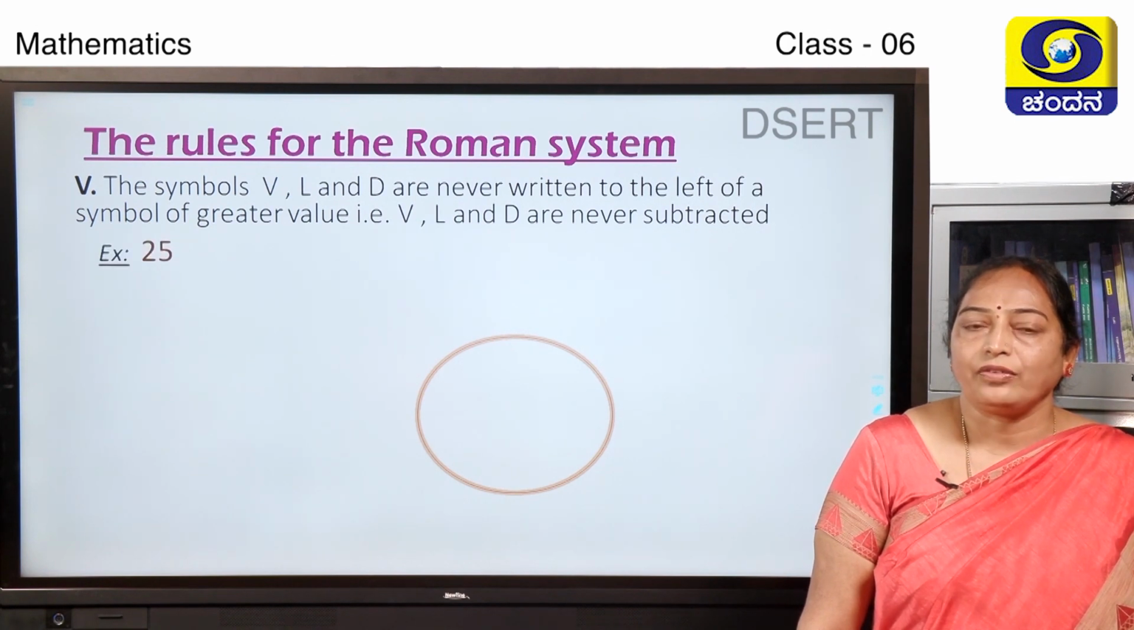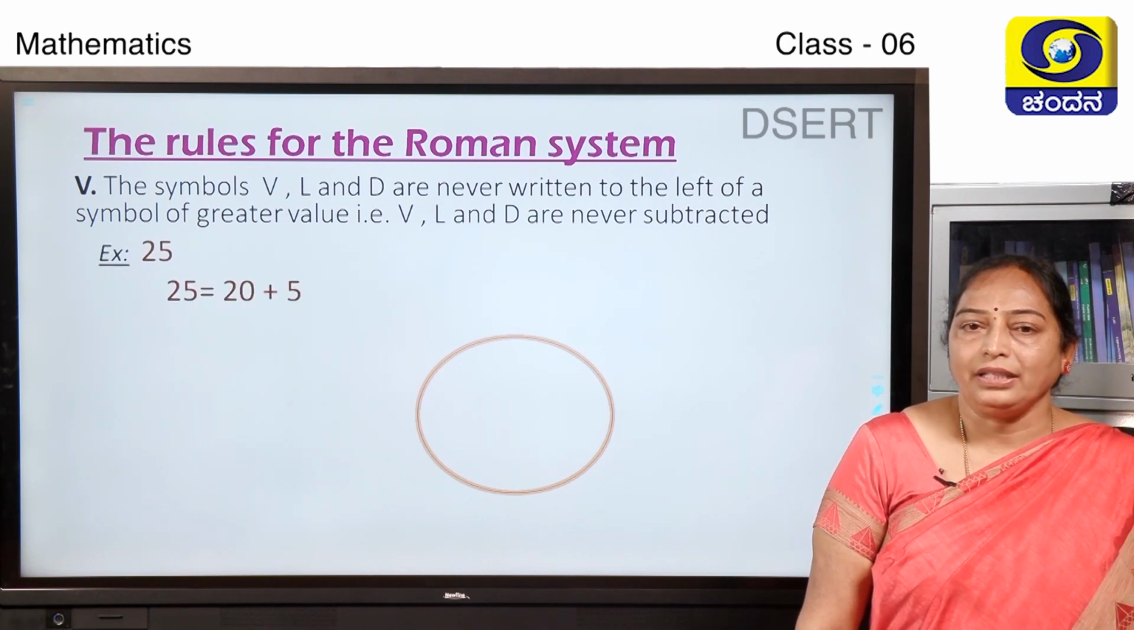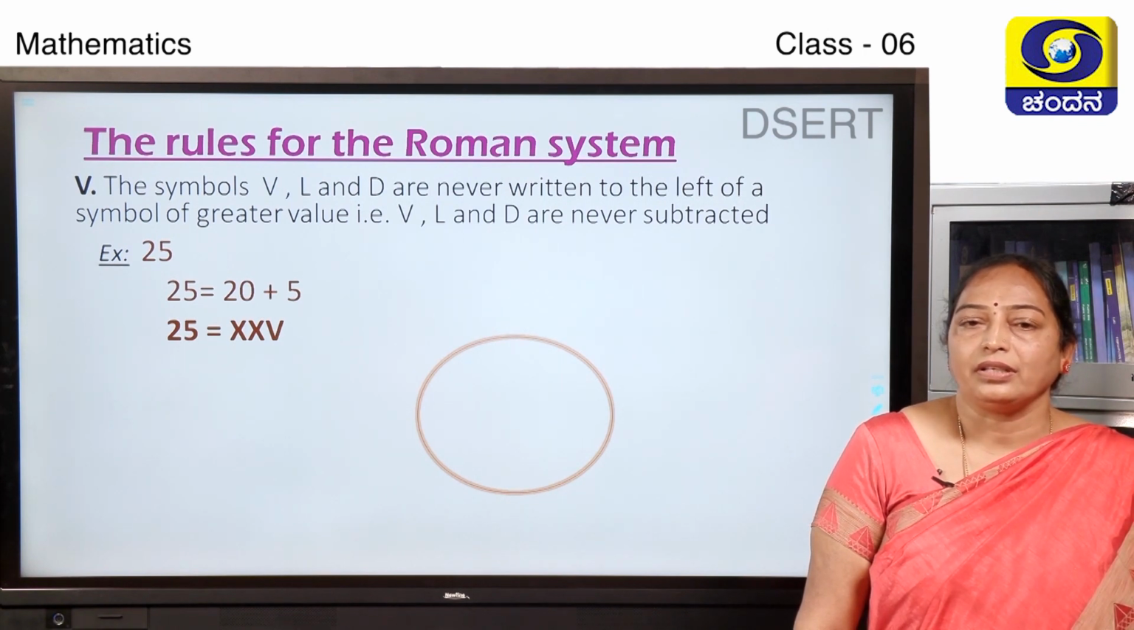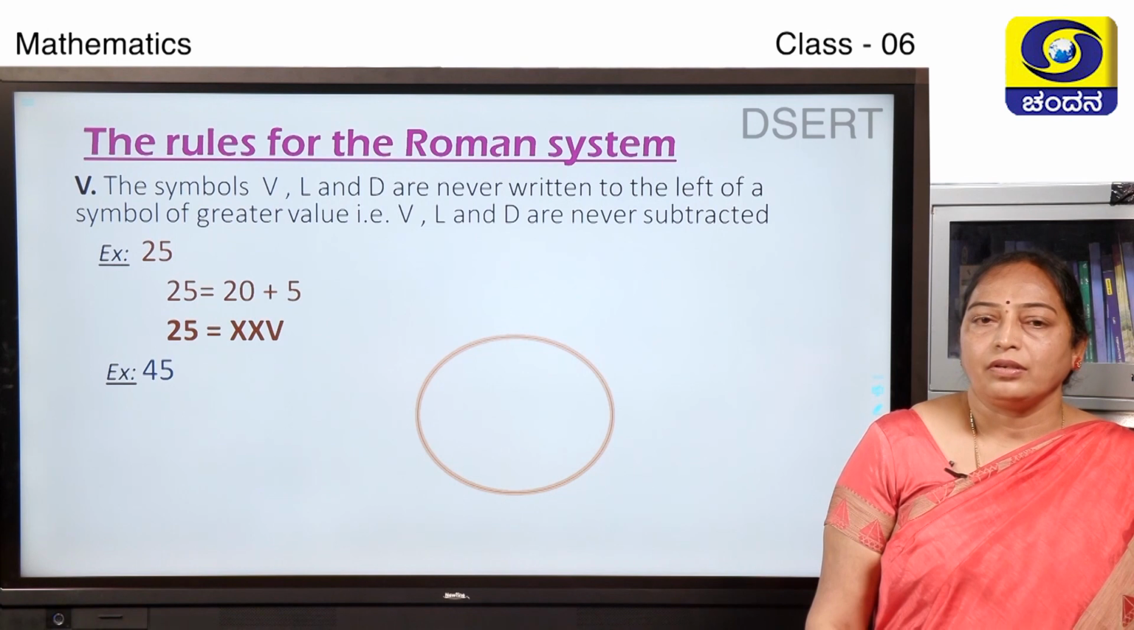For example, 25 is easy to write: 25 is 20 plus 5, 20 is double X, 5 is V, so XXV.